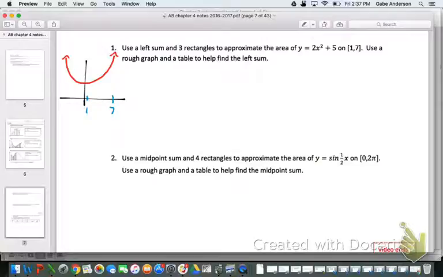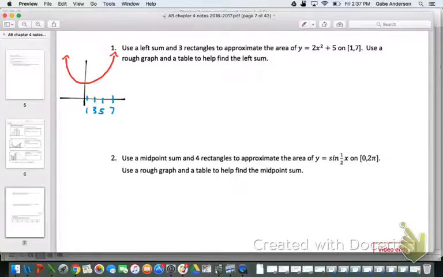Okay, so it asks us to use a left sum and 3 rectangles. So we need to split up our interval from 1 to 7 into 3 subintervals. Think about how wide those subintervals would have to be. Since the distance from 1 to 7 is 6, if I want 3 rectangles, I think each of them is going to have to be 2 wide. So I'm going to make this a 3 and this a 5, and that will give me my intervals.